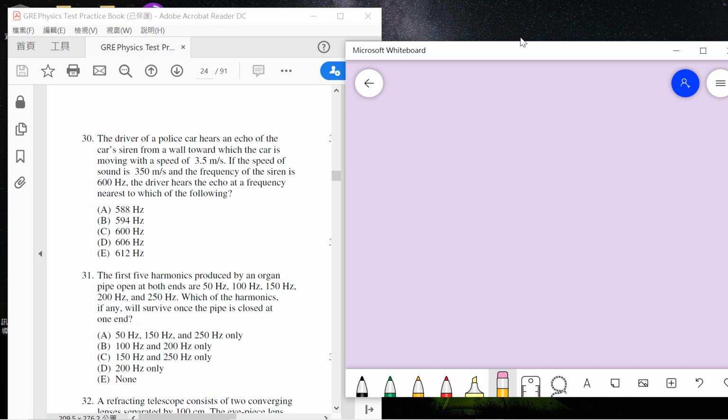Question 31 says that the first 5 harmonics are produced by an organ pipe open at both ends, and if we close one end, then which one will survive.